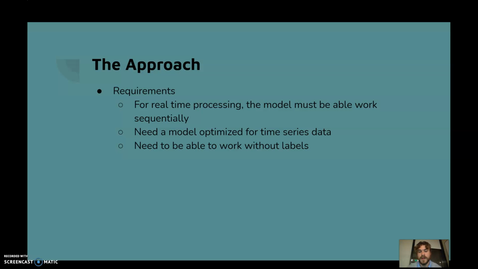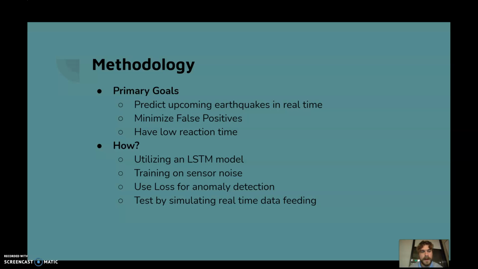The model should be optimized for time series data and be able to work without labels. Labeling this data is extremely laborious and is not very definite. There's a discrepancy between when an earthquake starts and when those data points actually start becoming a P wave, and it's very hard to detect in such a dense data set.